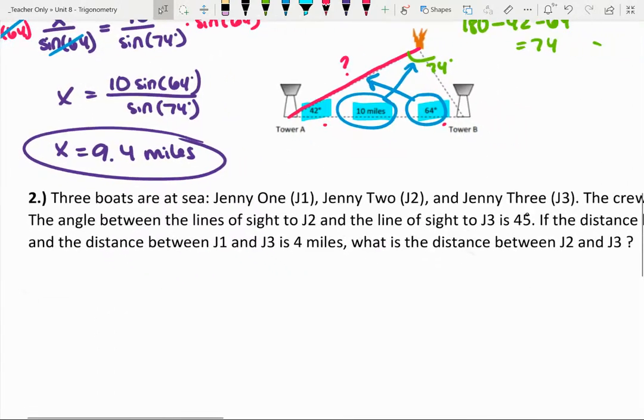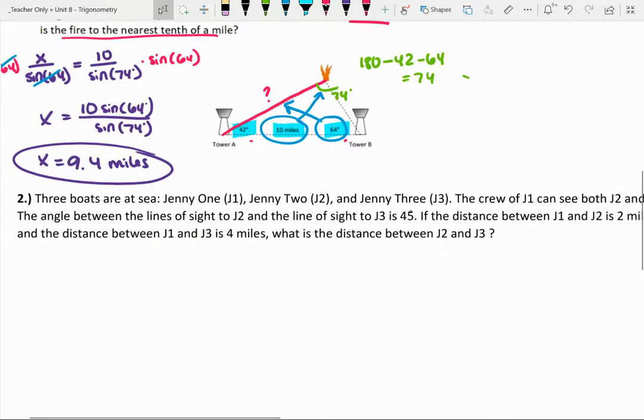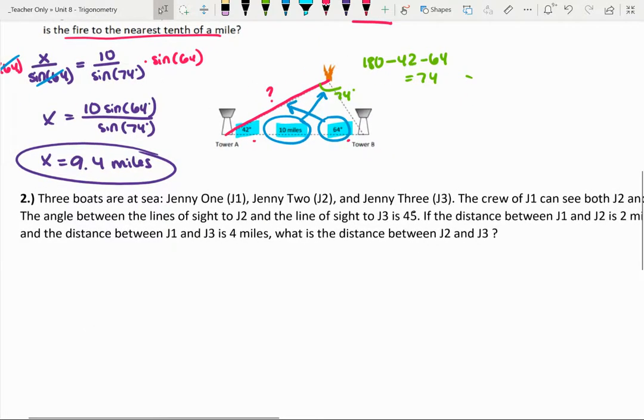All right, question 2 here. This one's gonna take a little processing here. So 3 boats are at sea. Jenny 1, Jenny 2, and Jenny 3. Any Forrest Gump fans out there? Just shrimp boats all named Jenny.